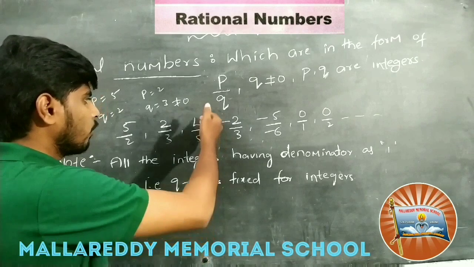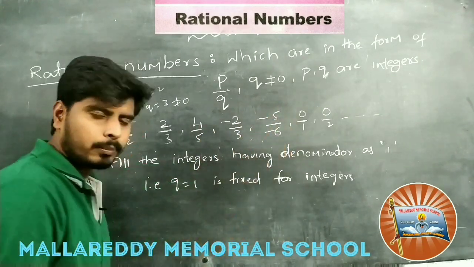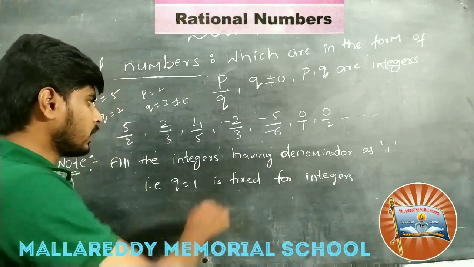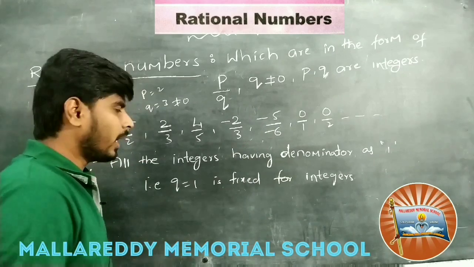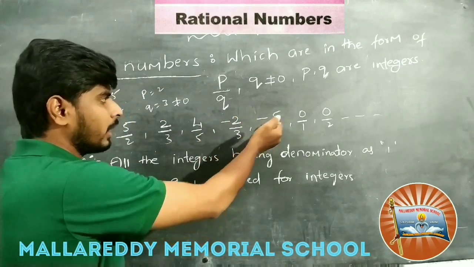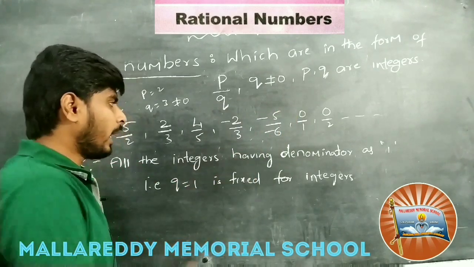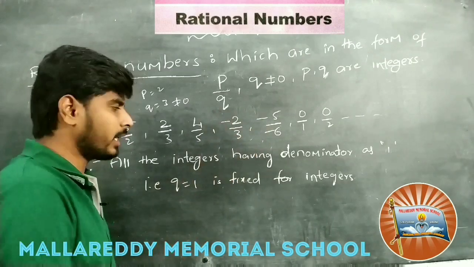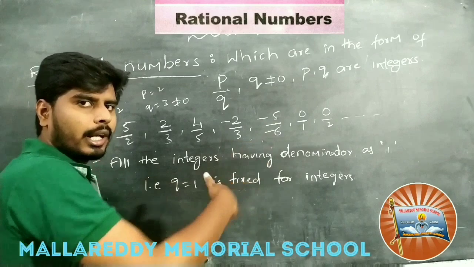Similarly, 4 by 5, minus 2 by 3, minus 5 by minus 6 are also rational numbers, because they do not have the denominator as 0. And 4 by 5, minus 2 by minus 2, 3, minus 5 by minus 6 are integers, and they are in the form of p by q. They satisfy these three conditions. That is why these also are rational numbers.